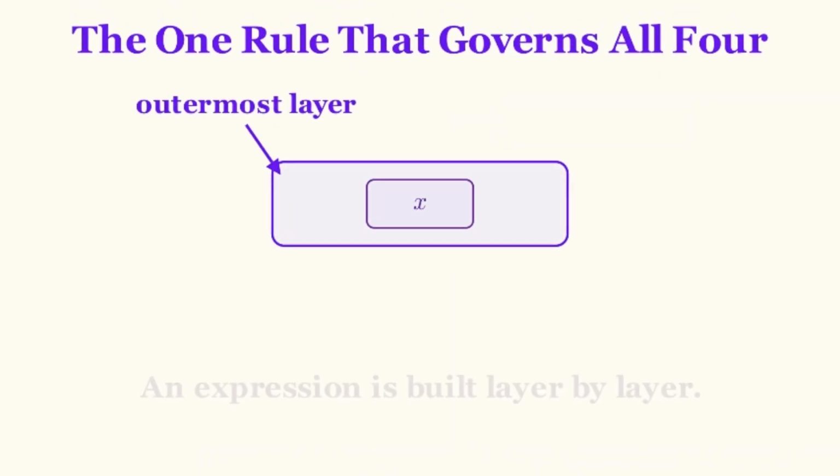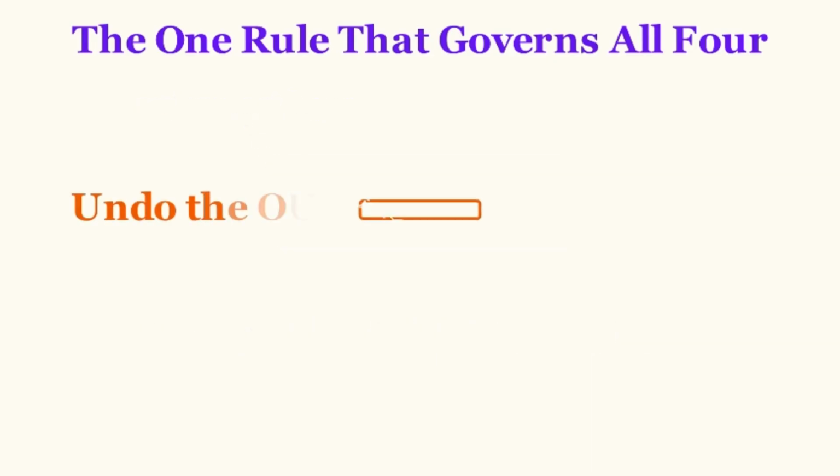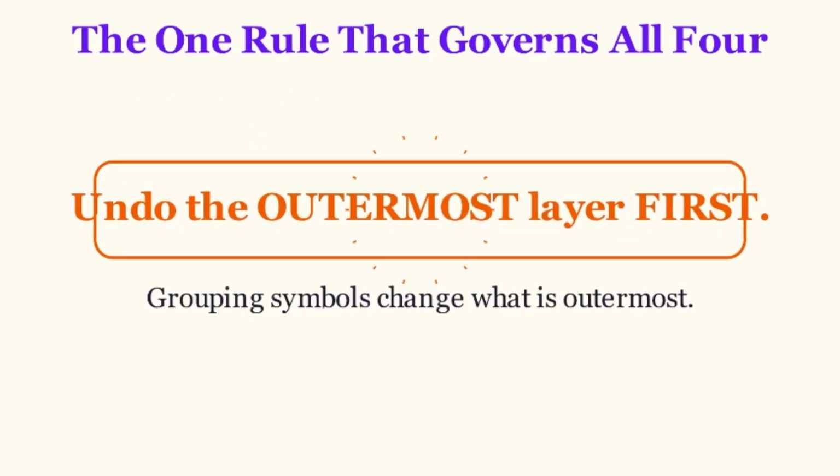Every two-step equation wraps x inside layers. Here, x is on the inside, and an operation wraps around it on the outside. To solve it, you undo the outermost layer first. And grouping symbols, like parentheses and fraction bars, change which layer is on the outside. Keep that in mind. It's the whole secret.